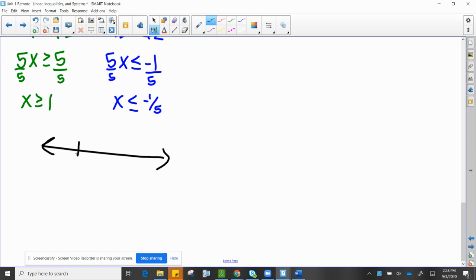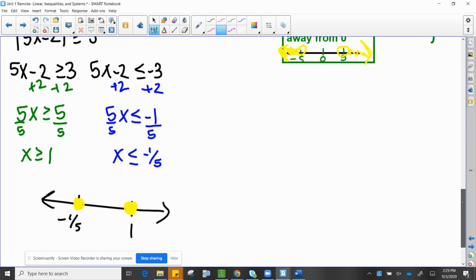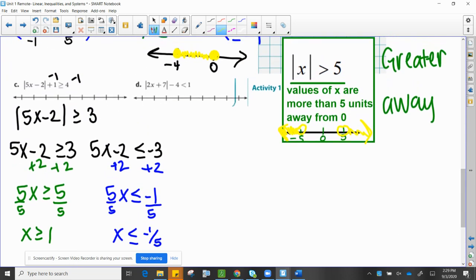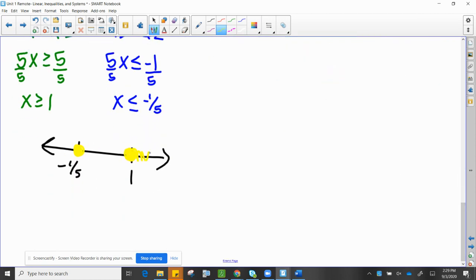Putting my numbers on the number line, negative 1/5 is smaller than 1. So I'm going to order it that way. I see closed circles again, so I'm going to go ahead and use closed circles on there because it's equal to. And then if I look back at the original problem, I see that it was a greater than problem. So when it's greater than, we shade away from each other. So less than, we connect, greater, away.